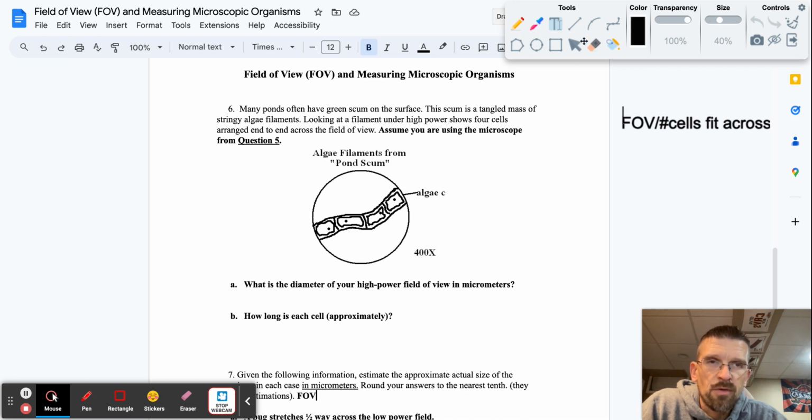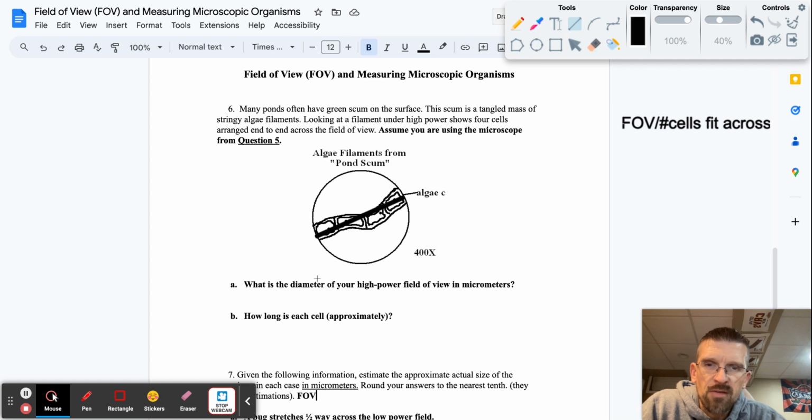So if we quickly go over here to question 5, without going over everything yet, I still want you guys to try to figure this out. Let's take a look at how you're going to answer this question. So it says, what's the diameter of your high power field of view in micrometers or microns? Look at that answer from above to get that. But the part that we want to talk about is this right here. So this is the sample we're looking at, and it's these 4 cells that are the specimen.